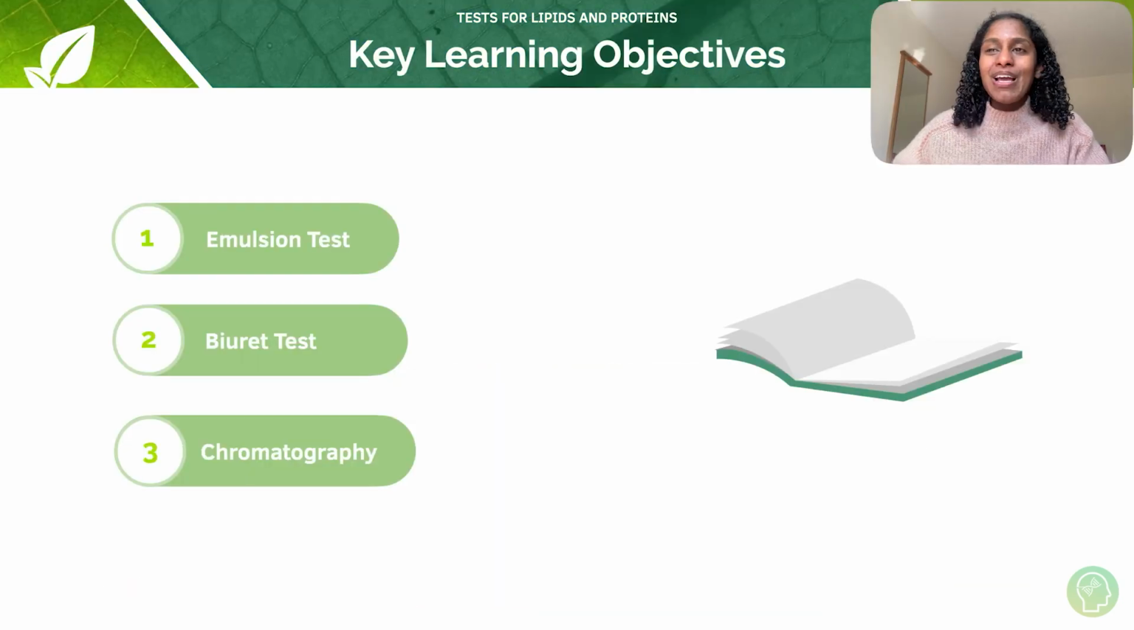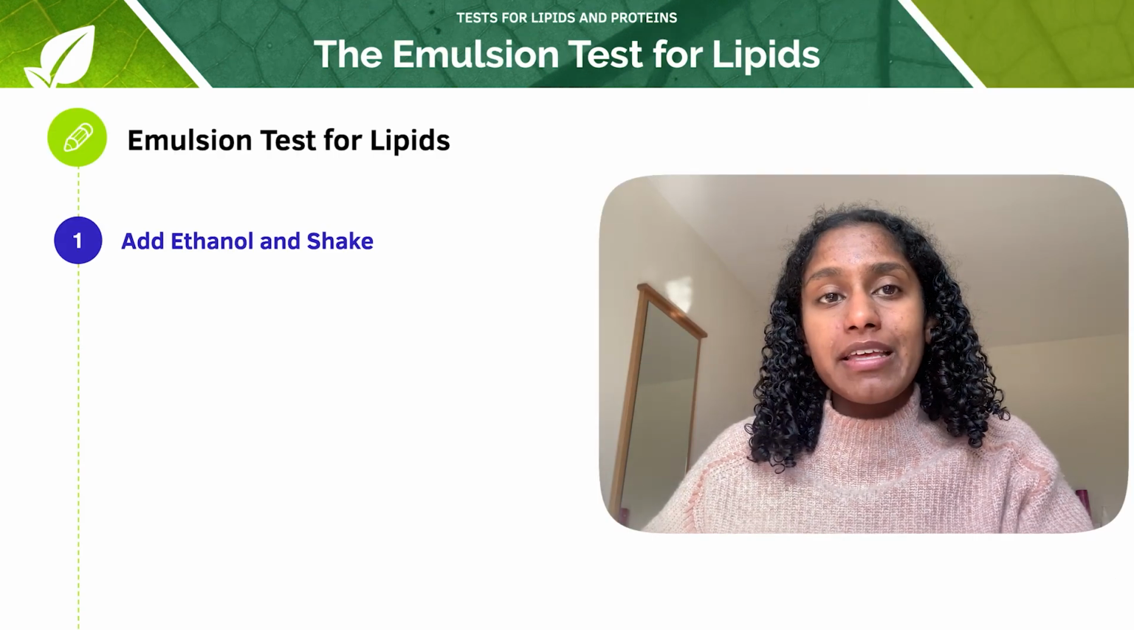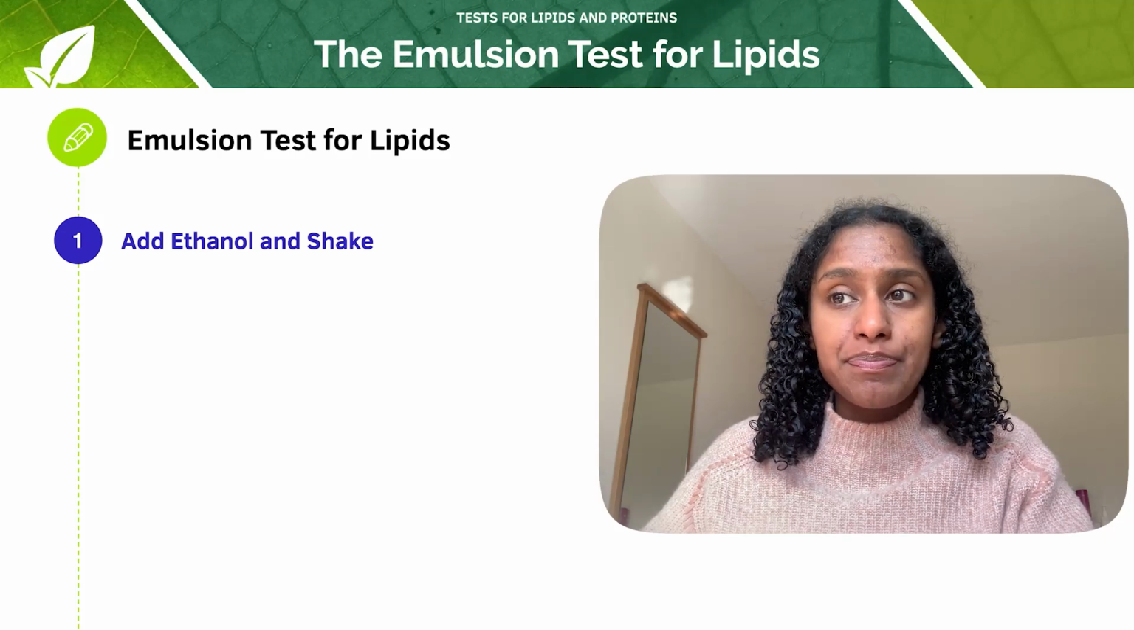All right. Okay, so we have three key learning objectives for today. Number one, the emulsion test. Number two, the Biuret test. And number three, chromatography. So let's kick off by thinking about the emulsion test for lipids.